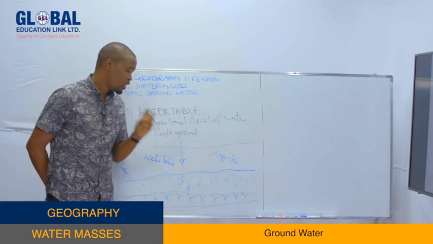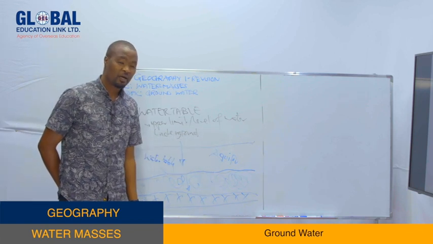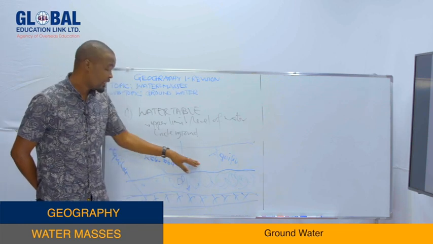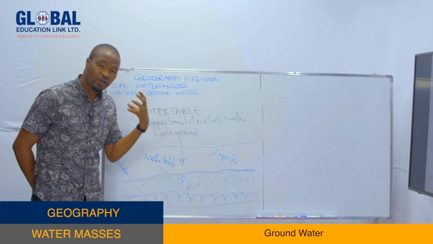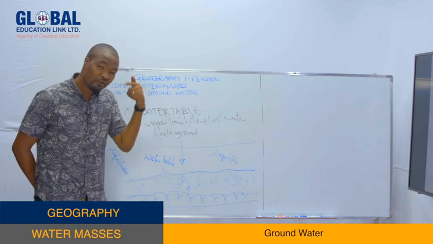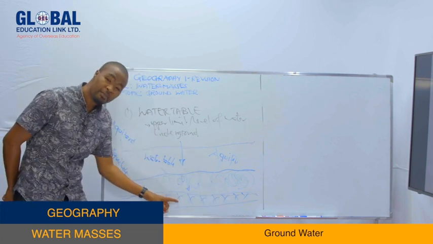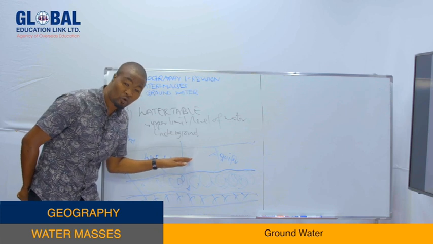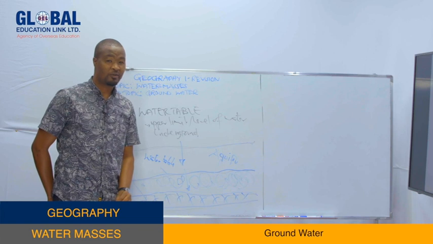Listen to me very carefully. We have the confined and the non-confined or unconfined aquifer. The confined aquifer, we refer to the aquifer overlain by two impermeable rocks. Are we together? We call it the confined aquifer. But the non-confined aquifer refers to the aquifer which is overlain by one impermeable rock, the hard rock, and the other is permeable, the soft rock. This aquifer we call the unconfined or the non-confined aquifer.